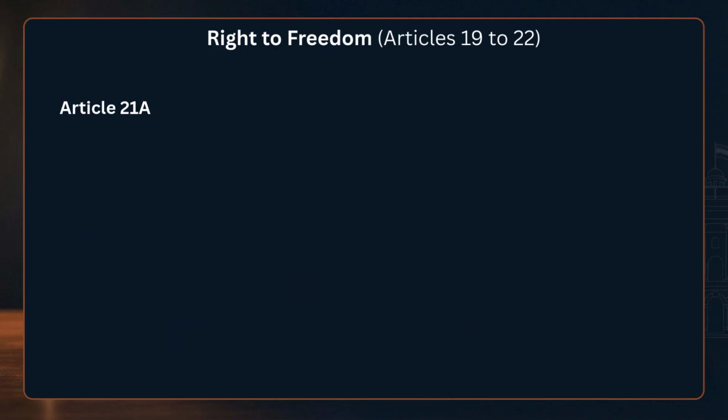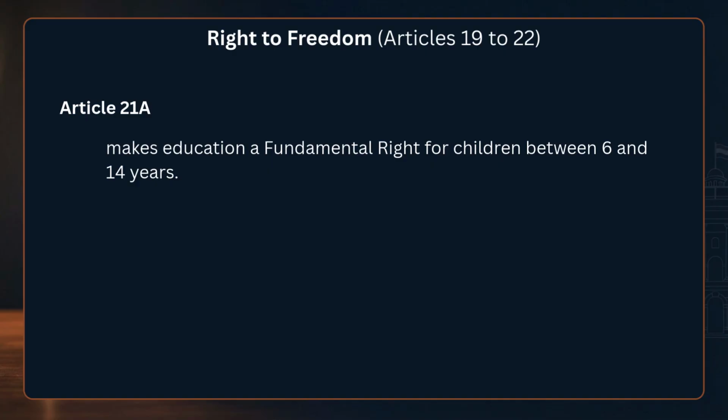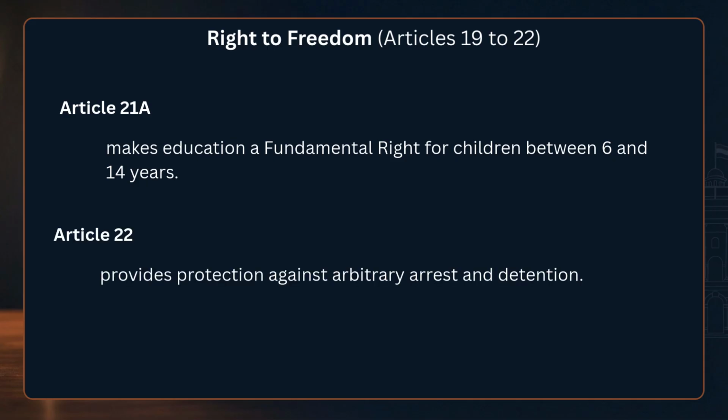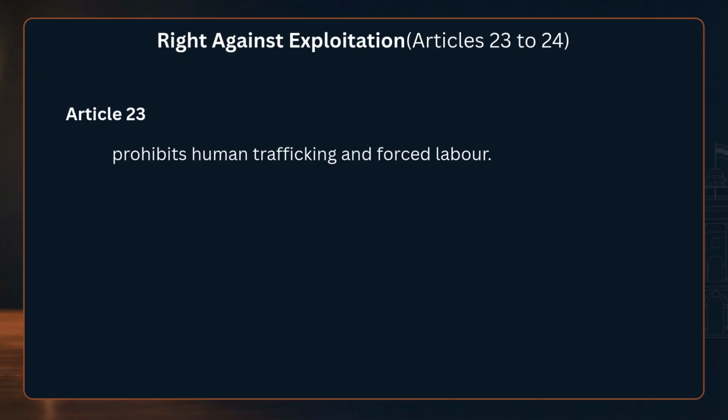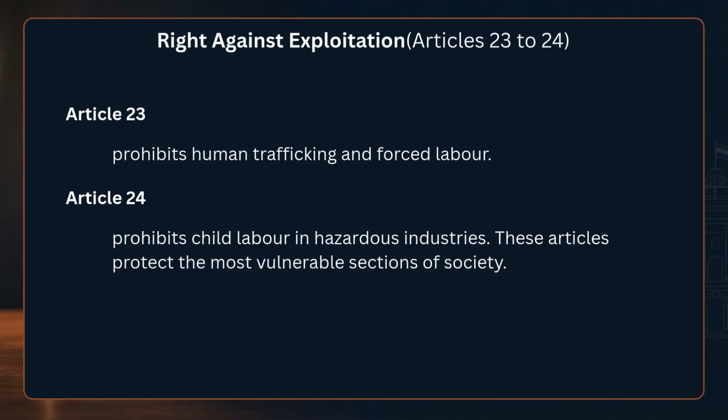Article 21A makes education a fundamental right for children between 6 and 14 years. Article 22 provides protection against arbitrary arrest and detention. The third category is the right against exploitation under Articles 23 and 24. Article 23 prohibits human trafficking and forced labor. Article 24 prohibits child labor in hazardous industries. These articles protect the most vulnerable sections of society.